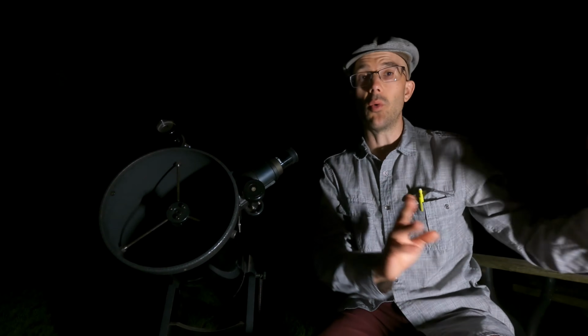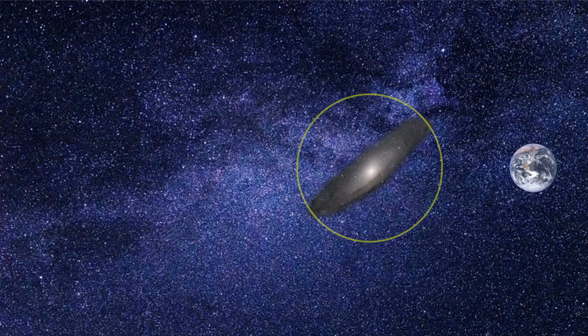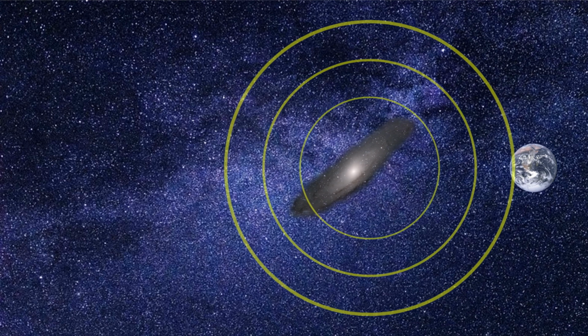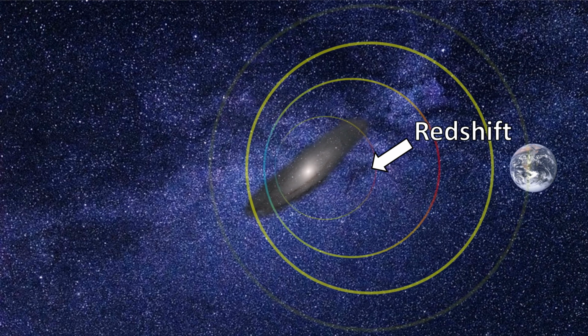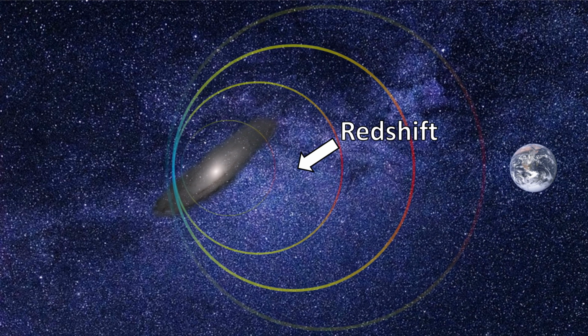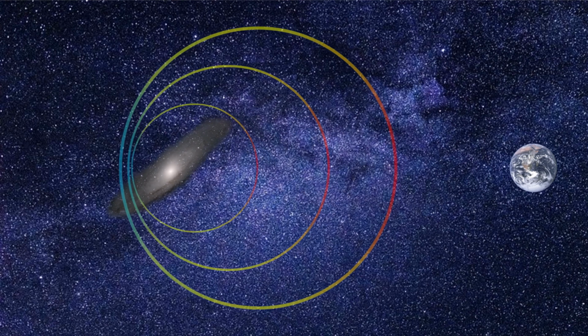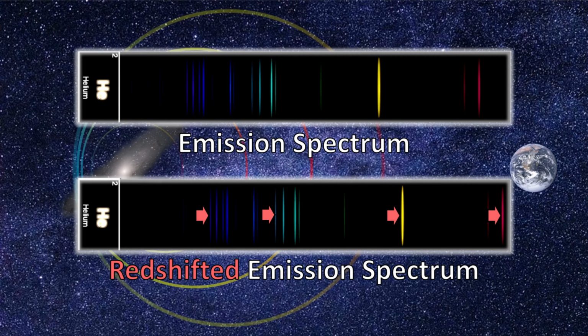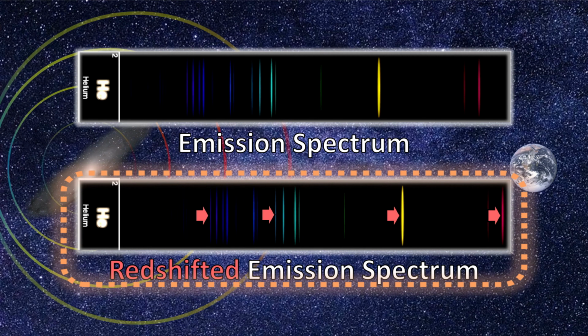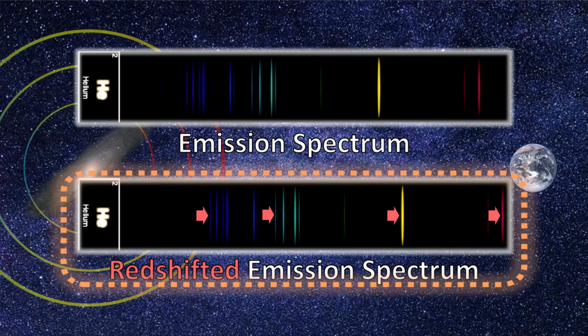But if a galaxy is moving away from us, the wavelength of the light produced by that galaxy appears to increase, meaning that its frequency decreases. This corresponds with what we call a redshift. The light produced by that galaxy appears slightly more red. The emission spectrum of a redshifted galaxy might look like this. The farther the lines are shifted toward the red end, the more redshifted the galaxy is.